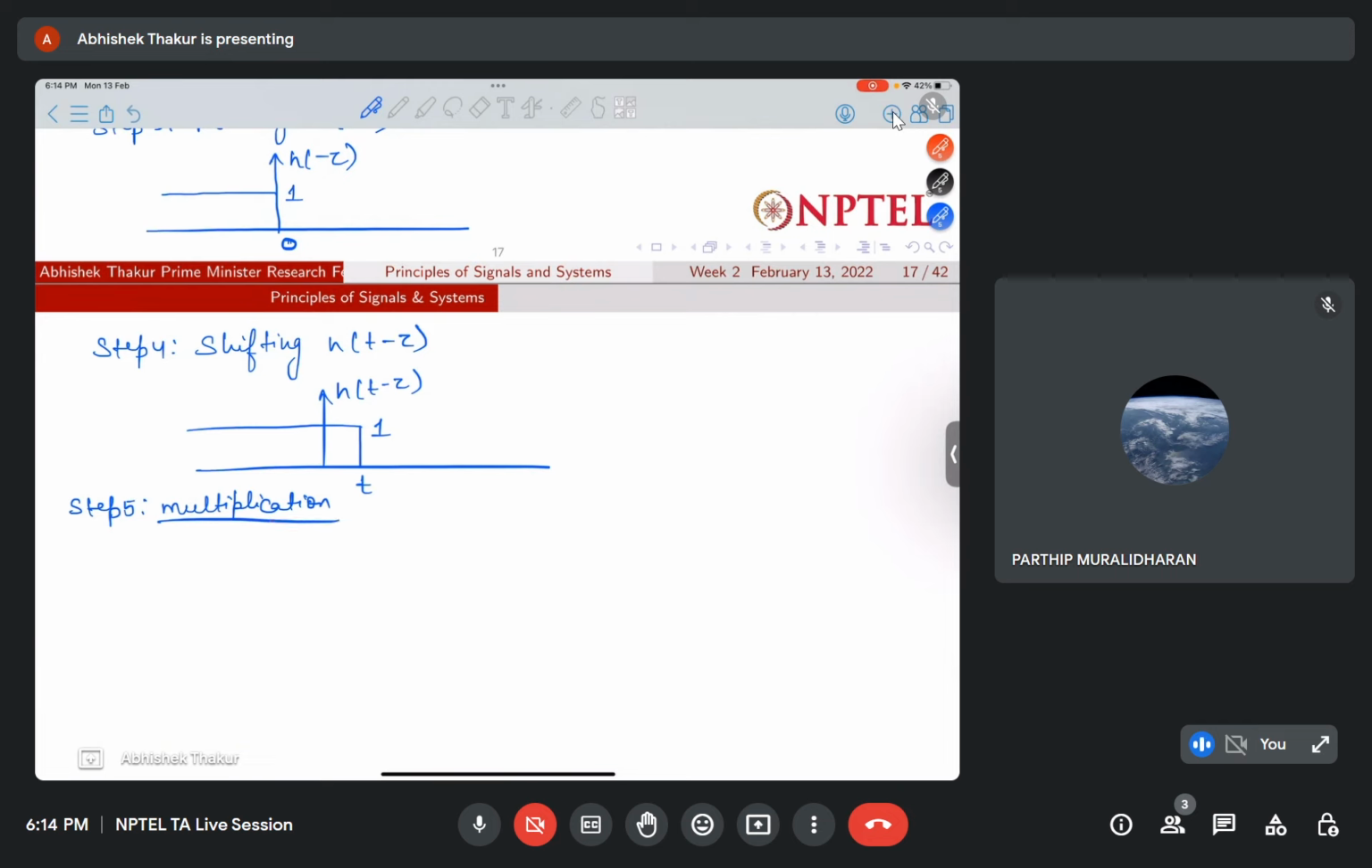So we will take different cases. When t is less than 0, our ht minus tau will be like this because t is negative, and x tau is equal to e to the power minus a tau u tau. So there is no overlapping area, therefore yt is equal to 0.